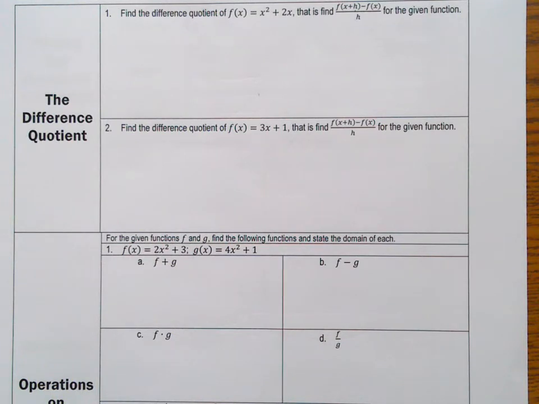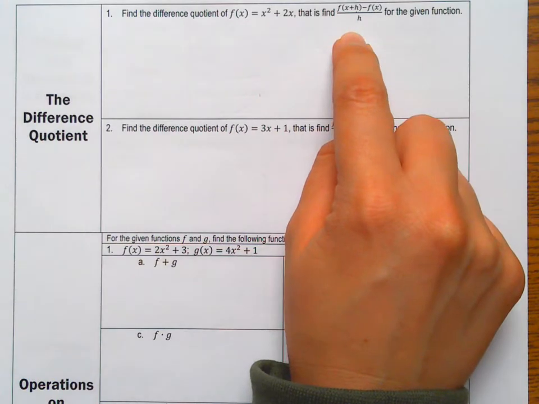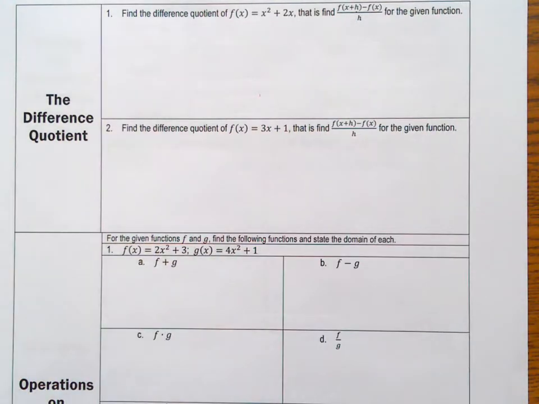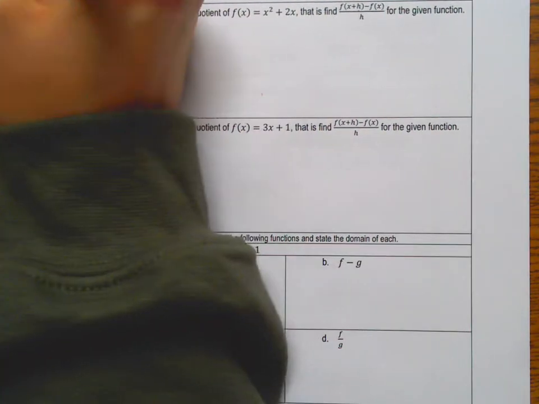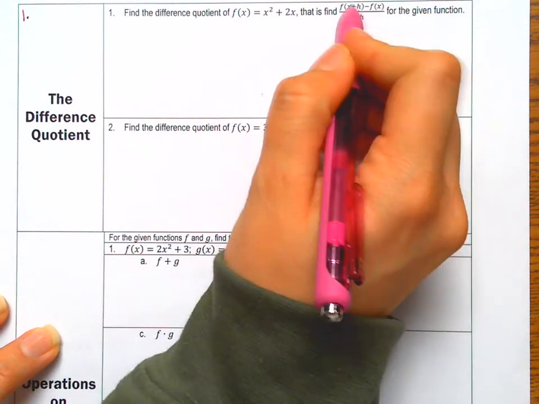So when we're going through this process, it says find the difference quotient of f of x equals x squared plus 2x, which is the function we were using before. That is, find f of x plus h minus f of x over h for the given function. So we're just going to take this step by step. I'm going to write some steps over here. My first step is going to be to find this part.